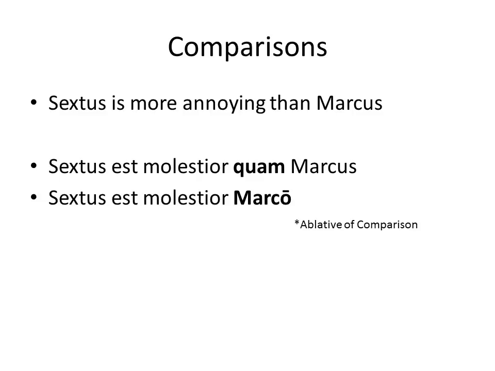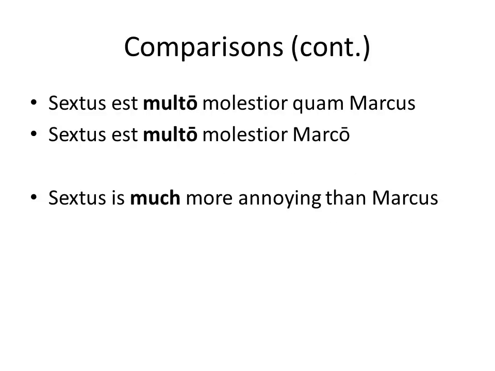Both of these sentences mean exactly the same thing. Sextus is more annoying than Marcus. We are comparing Marcus's annoyingness to Sextus's annoyingness. Two ways of doing that, two ways of showing comparison in Latin grammar.